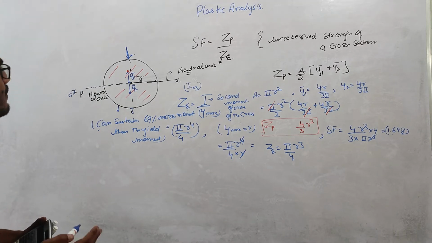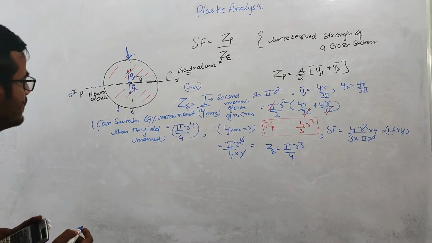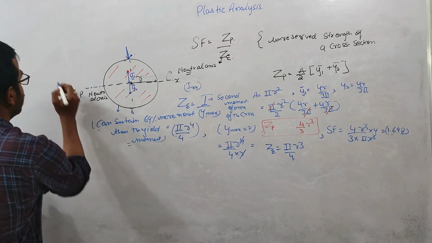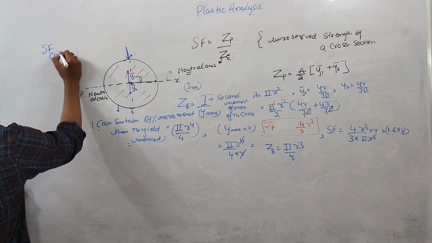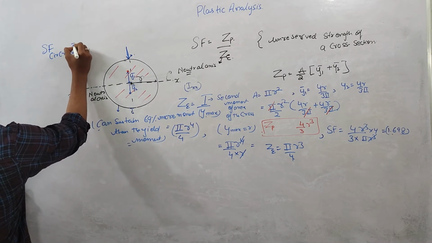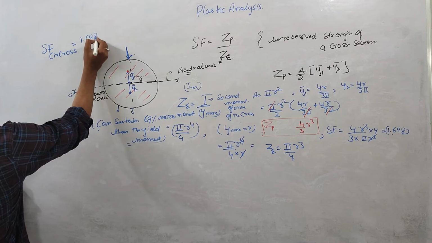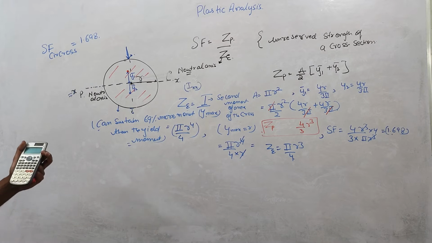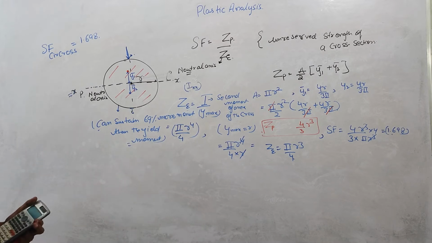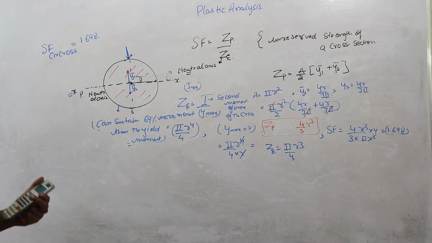Okay, so in case of the circular cross section, the shape factor comes out to be 1.698, right? So this is the shape factor for the circular cross section. Now we will be calculating the shape factor for the thin hollow circular cross section.